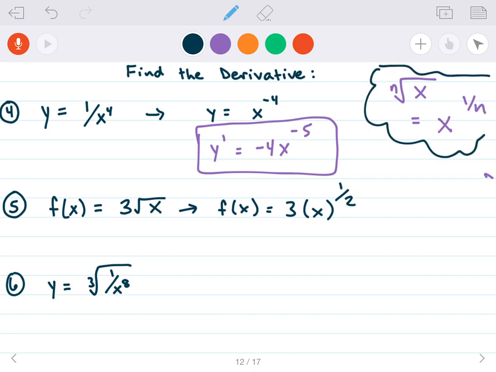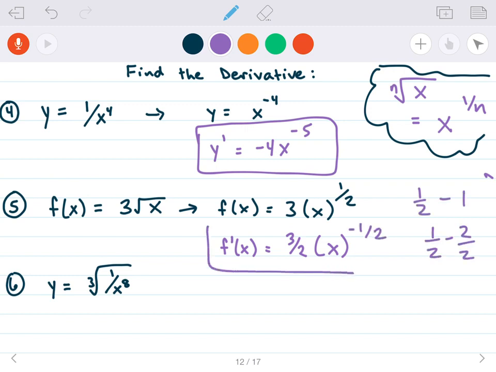All right. Okay, so now I take the derivative. So f prime of x, maybe I'll do it in purple. I multiply 3 times a half, which is going to give me 3 halves in front, times x to the 1 half minus 1, which is the same thing as 1 half minus 2 over 2. That's going to give us negative 1 half. So that is my derivative. And you guys might be thinking this is so easy, this can't be real. It's real.